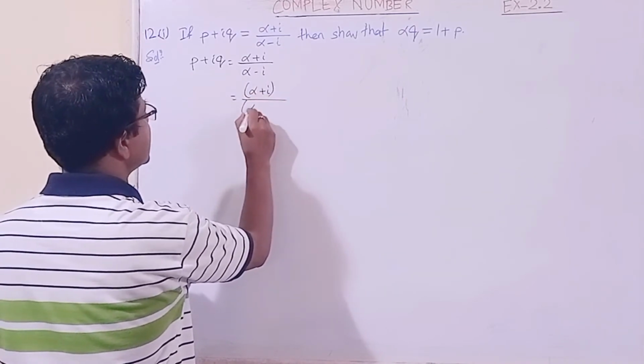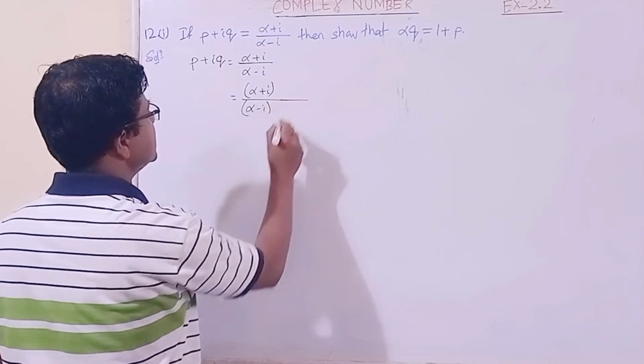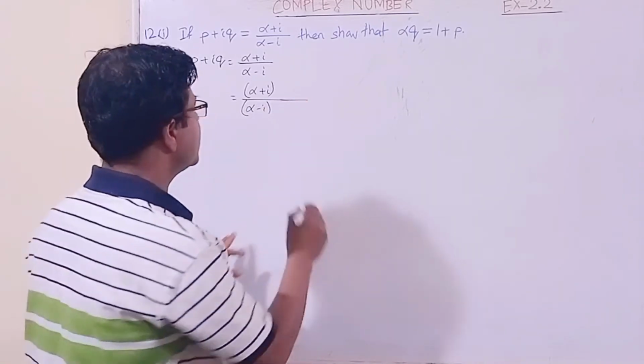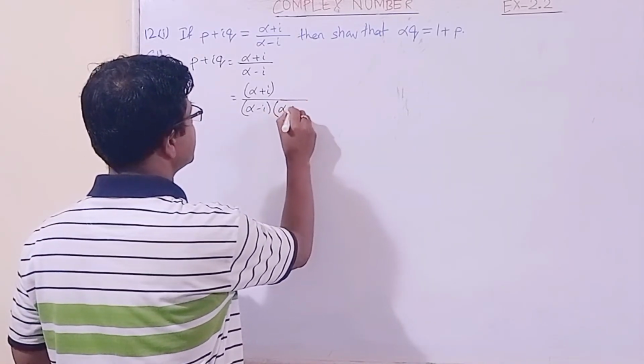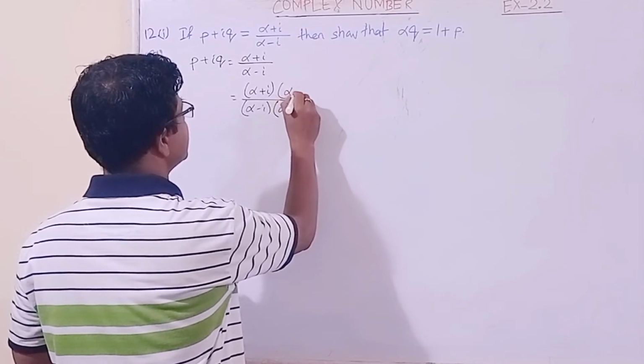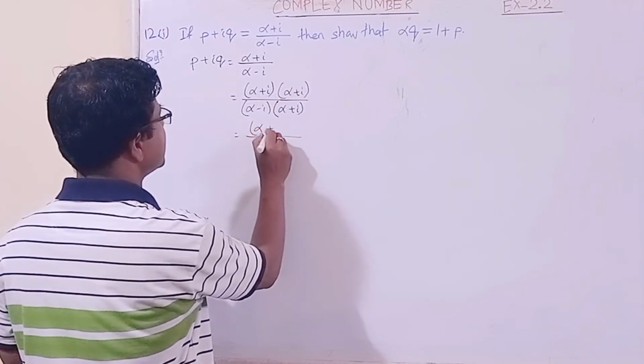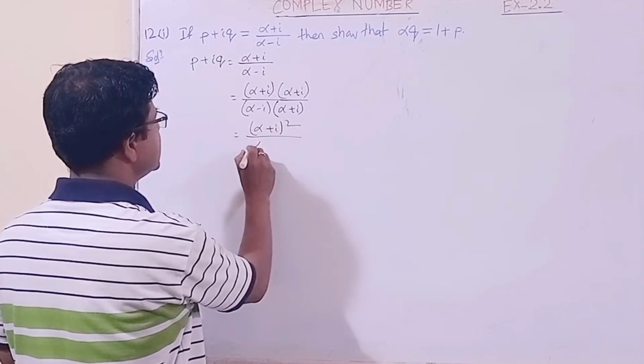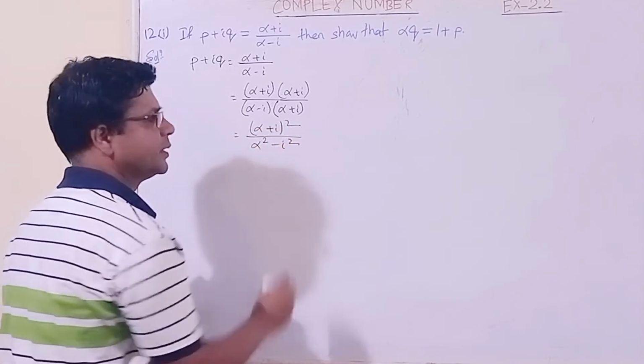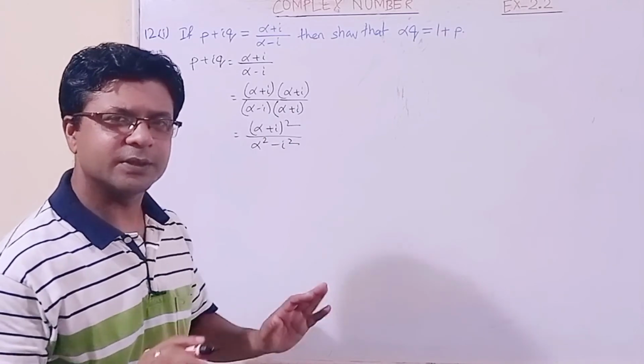Alpha plus i, alpha minus i. So in this denominator, we multiply it with its conjugate, alpha plus i. So it becomes alpha in the numerator, alpha plus i whole square. This is a square minus b square. I hope you understood this. Is it okay, students?